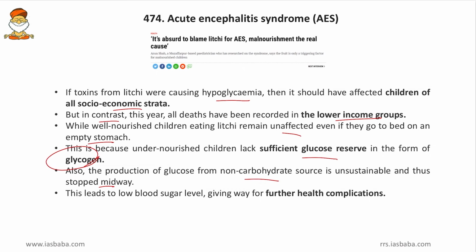So this non-carbohydrate source occurs via anaerobic respiration. But this anaerobic respiration will not be sustainable. It cannot sustain for a longer time, so after some time even this will stop. So now this anaerobic respiration has also stopped and there is no glycogen and no glucose in the blood. As a result of that, the brain will stop functioning. So this is how the poor children experienced acute encephalitis syndrome when they ate lychee and went to bed with an empty stomach. So this is all about this AES.